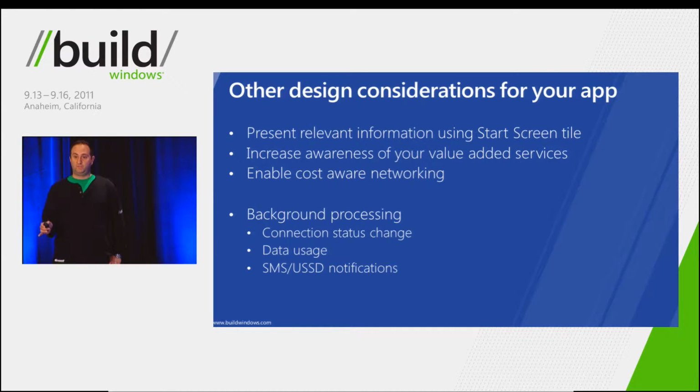And as I mentioned before, even if your app is not in the foreground, you can still use background events, which you can code, to listen for things like connection status changes. You can listen for data usage updates or other SMS or USSD notifications. And you can invoke a notification through our Windows notification UI. And so those are the scenarios that we think are key to delivering a mobile broadband Metro-style app.